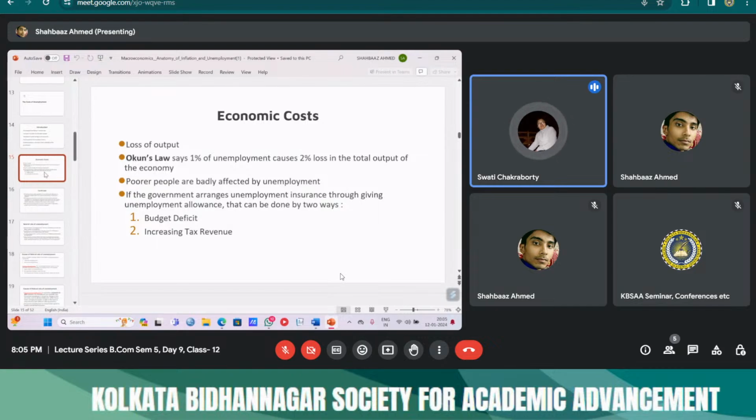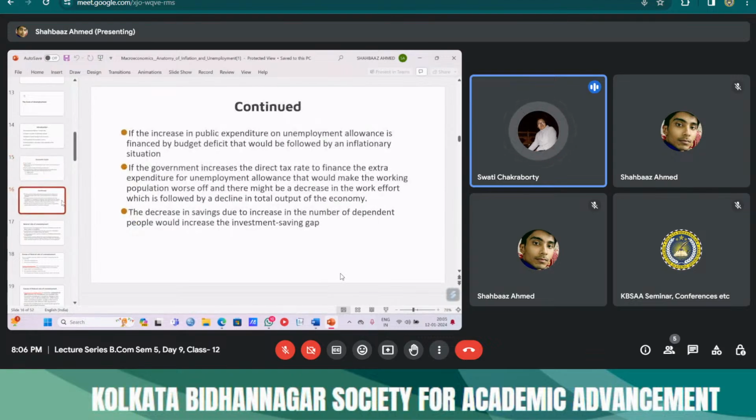So it's the job of the government again to ensure that unemployment insurance is given, providing unemployment allowance. And how do they do this? Government also has a budget limitation, right? So what can they do? They can provide this unemployment allowance in two ways. One is through budget deficit, the other is increasing the tax revenue. Now, can we go to the next slide, please?